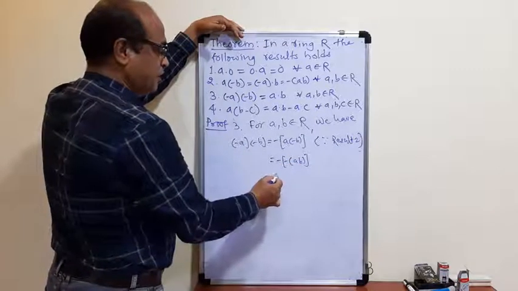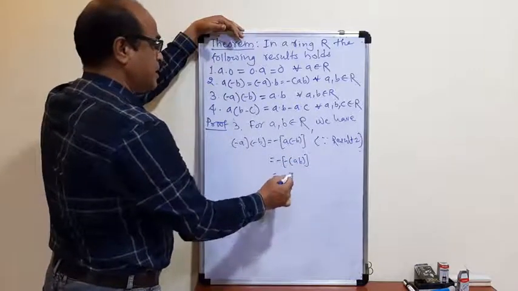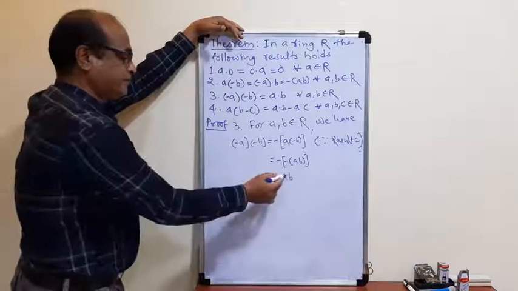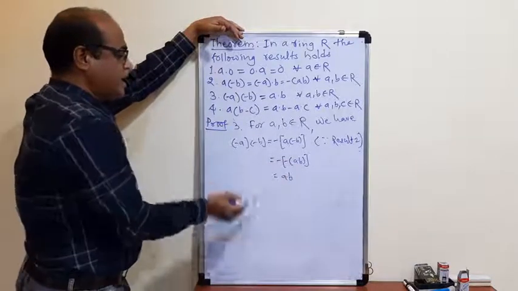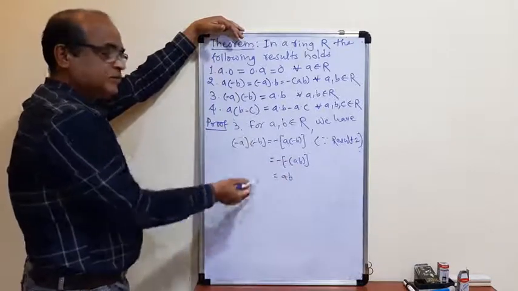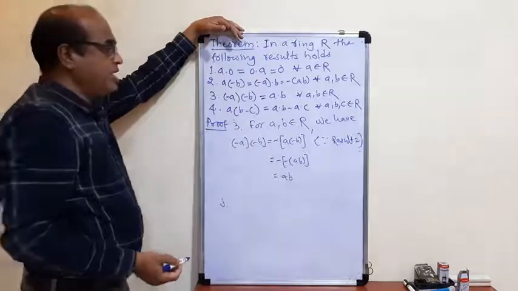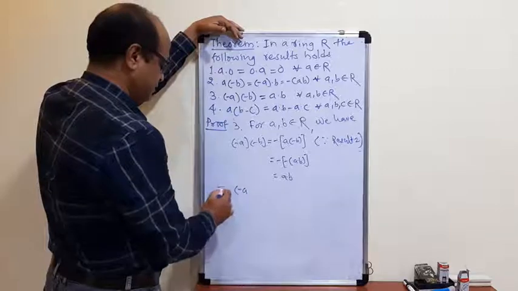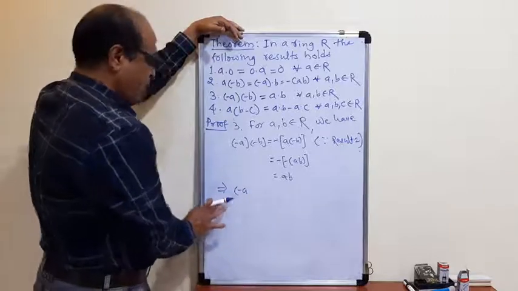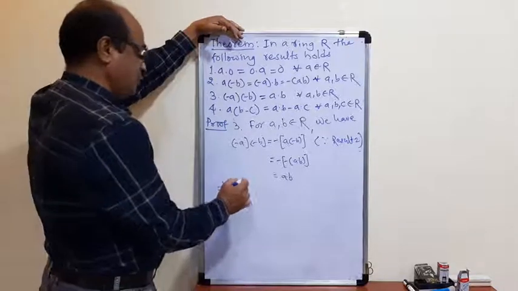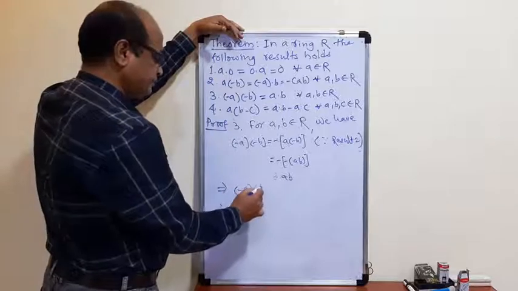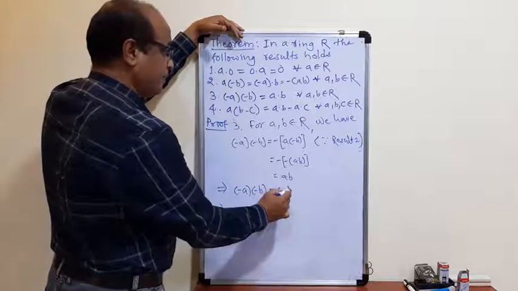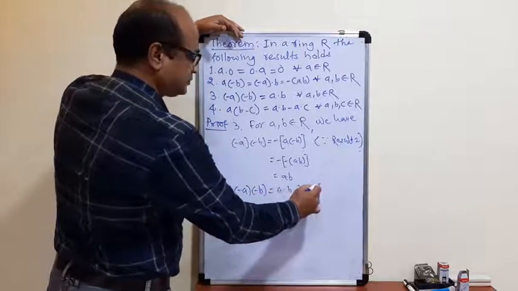And this is equal to what? So AB. This is equal to A into B. Okay. So minus A into minus B is equal to A into B. Hence the result. So this implies that minus A into minus B is equal to A into B for all A, B belongs to R.